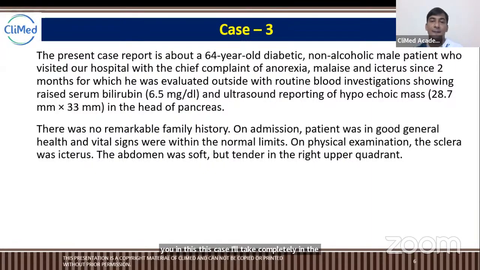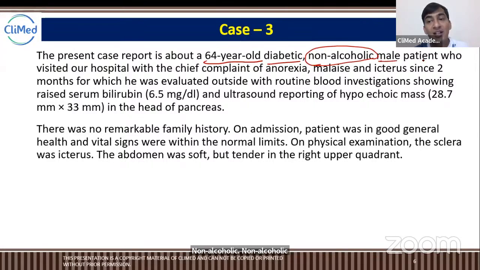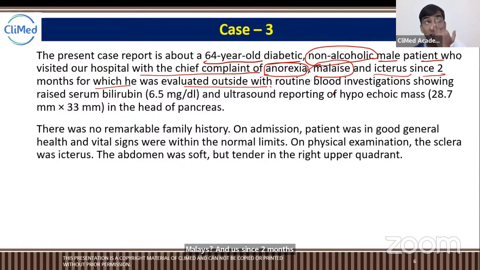Third case is here. Very important case, guys. The present case report is about a 64-year-old diabetic, non-alcoholic male patient who visited our hospital with a chief complaint of anorexia, malaise, and icterus since 2 months, for which he was evaluated outside with routine blood investigations. And what was high?